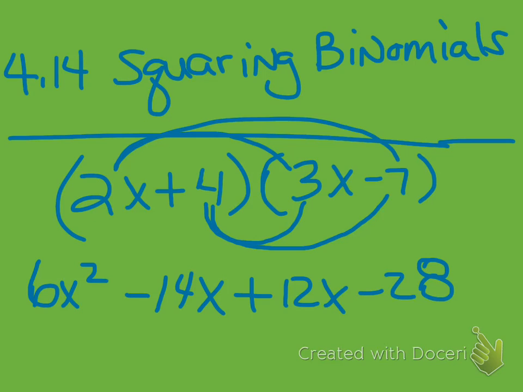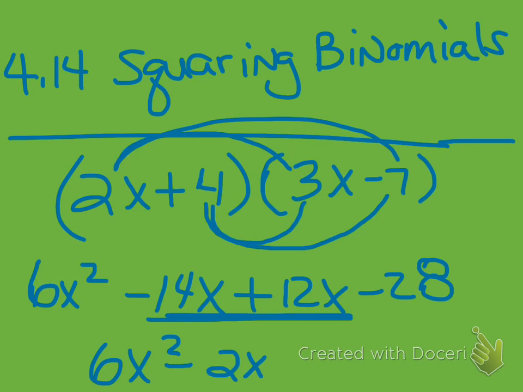Now we have this in the middle that needs to come together. We have a 6x squared, a negative 14x, and a positive 12x. That gives 2x. Negative or positive? No, negative, because of that there. And then minus 28. Okay, so we got it?